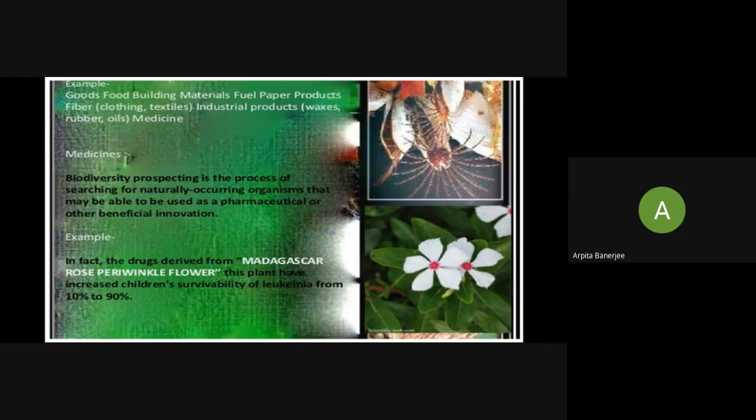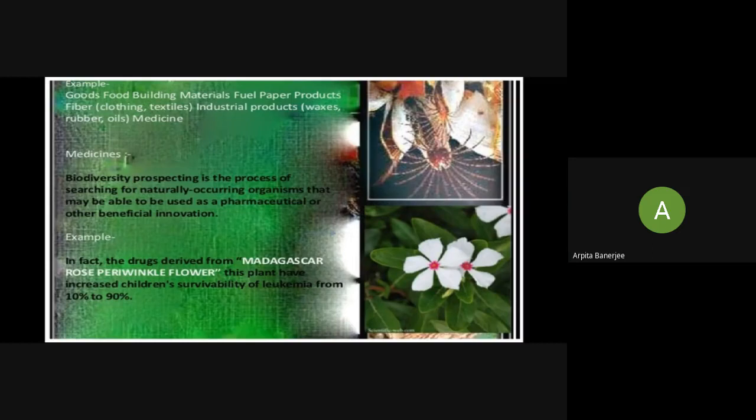And such as medicine, biodiversity prospecting is the process of searching for naturally occurring organisms that may be able to be used as a pharmaceutical or other beneficial innovation. Give an example: in fact, the drugs derived from the Madagascar rose periwinkle flower have increased children's survivability of leukemia from 10 to 90%. These are the ecological importance to us.